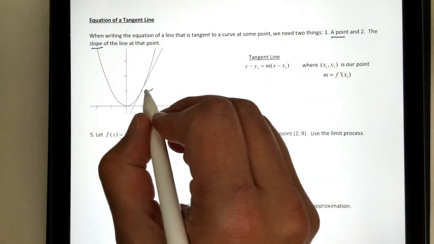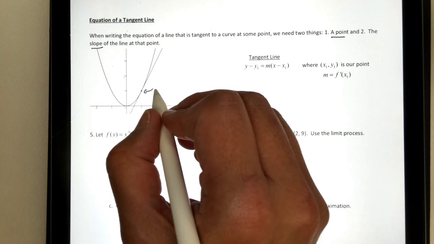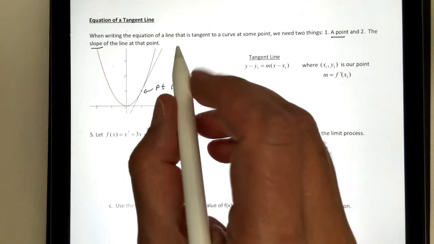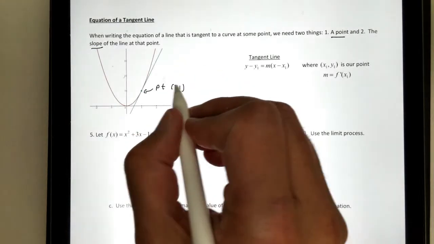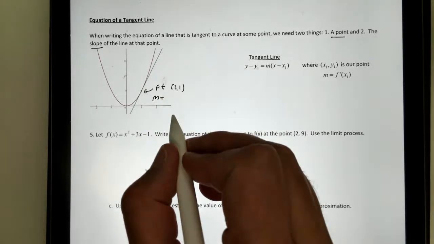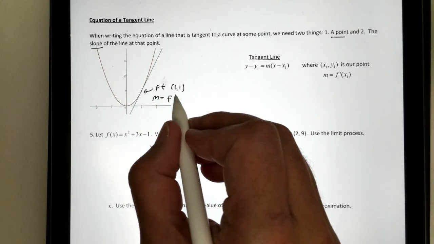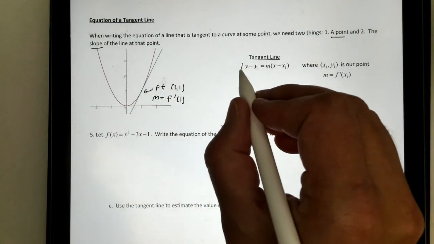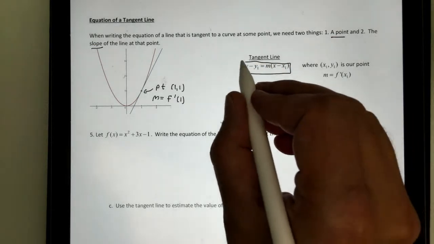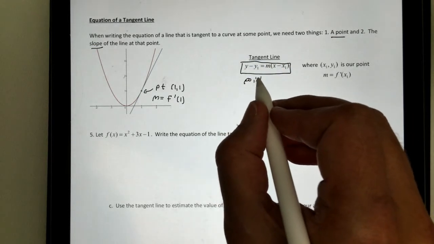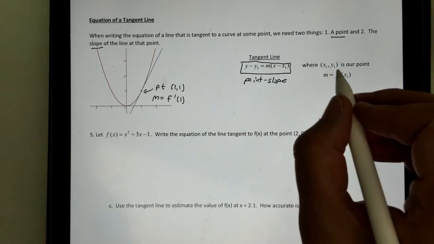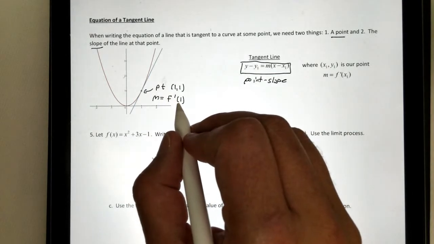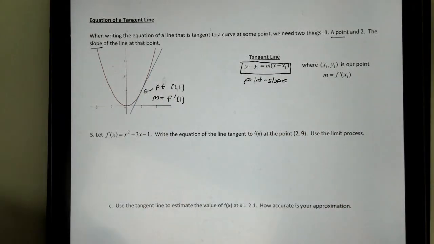What we want to do is find the equation of this line. So what we need to do is, one, we need to know where this point is. And that's just going to be like the point 1, 1. We also need to know what the slope is. Well, the slope is just the derivative of our function at 1. And that's what this says. Our tangent line, you're going to recognize this one. We are going to use point-slope form. And that's it. Where x1, y1 is our point, and the slope is the value of our derivative at the x coordinate. This is super easy to do, so let's take a look.